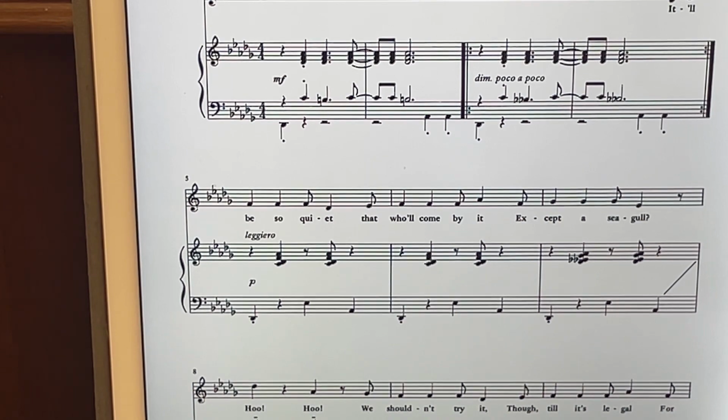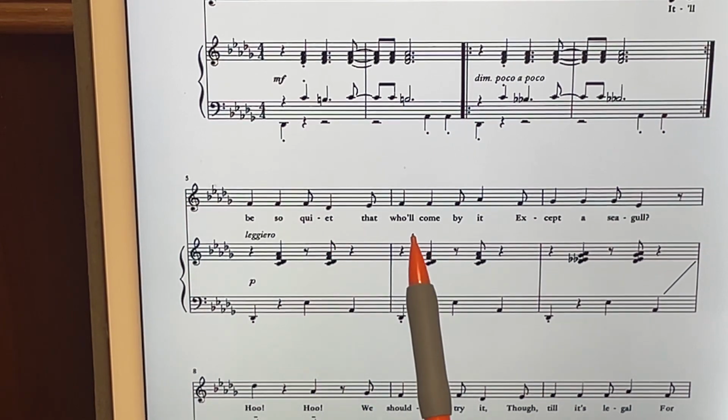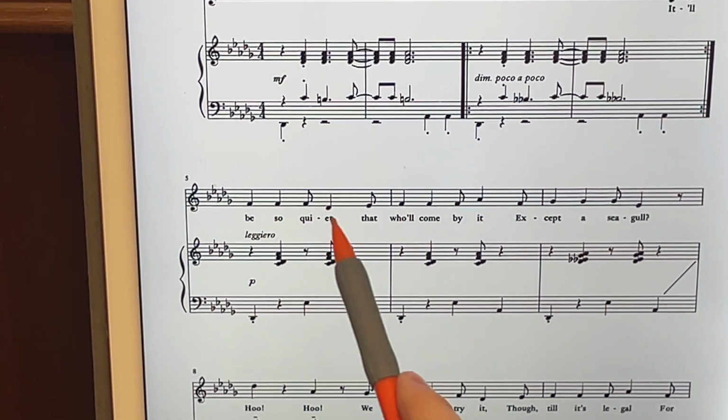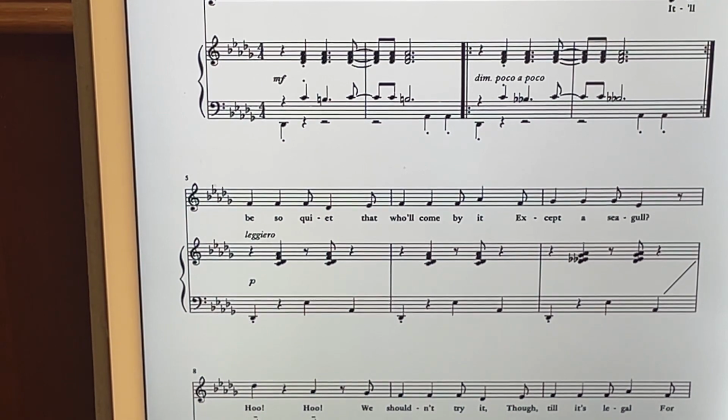So say that out loud with me, starting with "be," ready, go. Be so quiet that who'll come by it. So that's the rhythm as well, right? That's "be so quiet that who'll come by it." So now I'm going to sing this once for you so you can hear it, but I want you then to sing along with me the next time, and we're going to see if we can use these patterns to help remind us if it's going up or if it's going down.